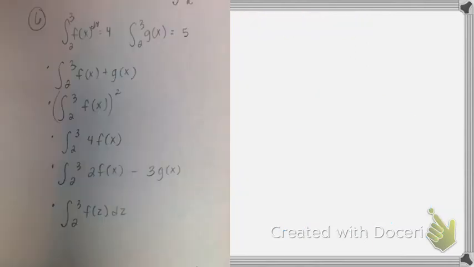Okay, here's another one, number 6. I know that the integral from 2 to 3 of f of x is 4, and the integral from 2 to 3 of g of x is 5. So the first question says to figure out the integral from 2 to 3 of f of x plus g of x. It works exactly like you think it does. You add it and you get 9.